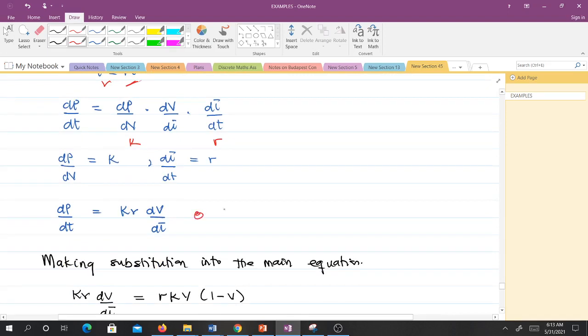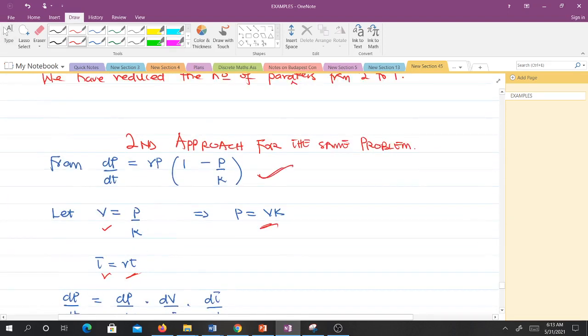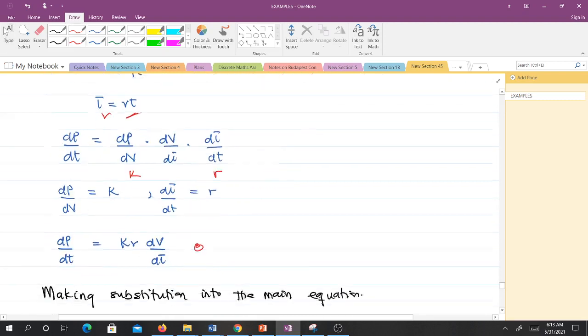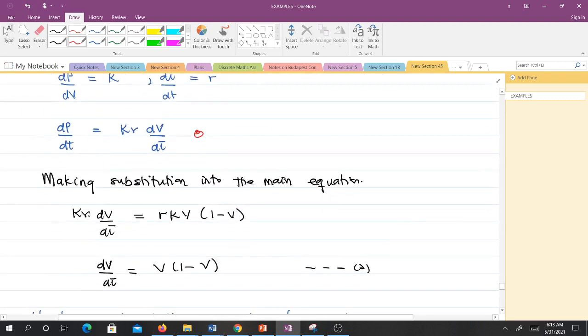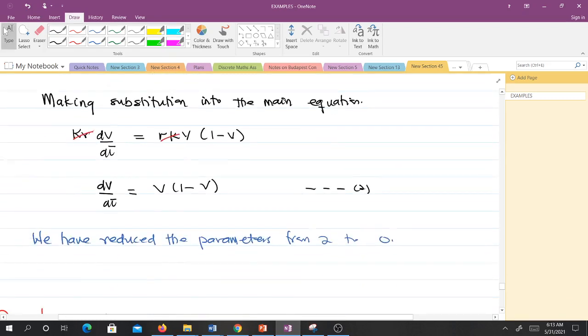So we take this and we make substitution into the main equation, right? So doing that is going to give us k r dv/dtau will be equal to r k v times 1 minus v. And you can see that kr cancels kr, and I'll be left with dv/dtau will be equal to v times 1 minus v. So you can see here we have reduced the parameters from 2 to what? 0, and we have non-dimensionalized the logistic growth model.